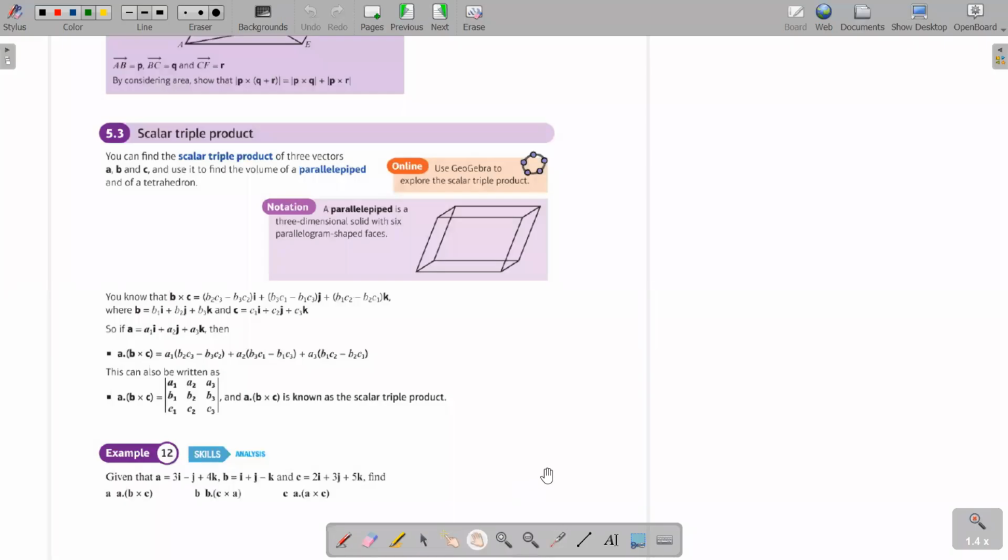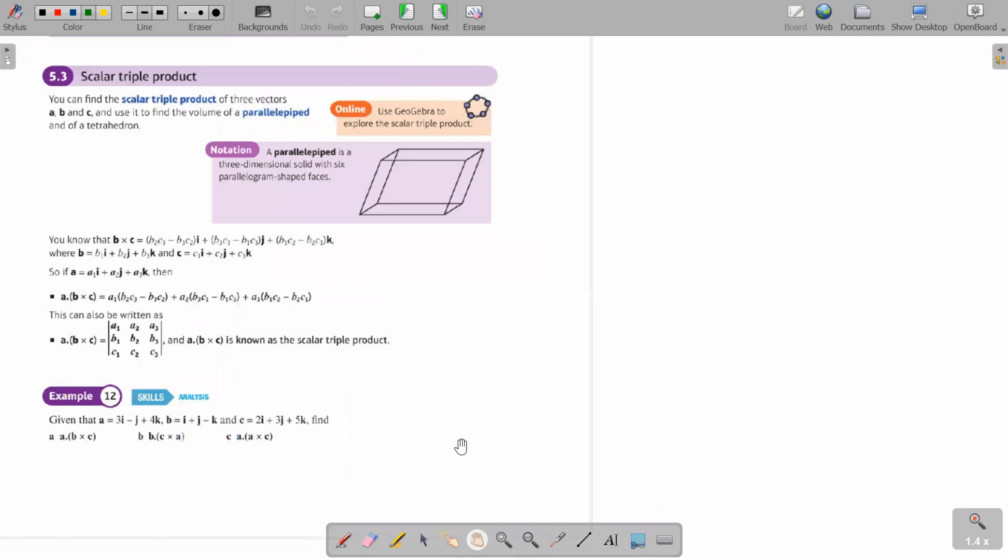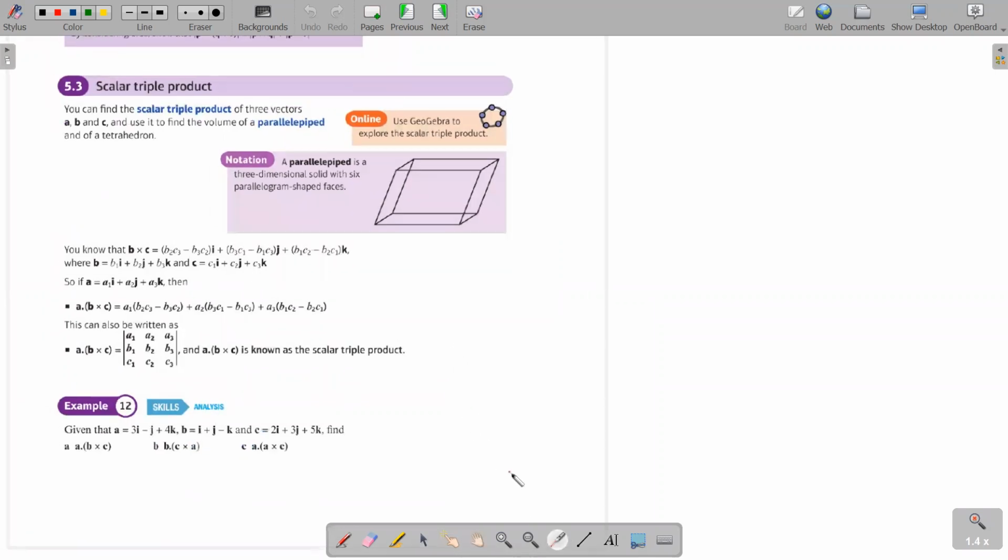Okay, so now we move on to the next part of our vector lesson. We are going to learn about the scalar triple product. Let's see what the scalar triple product is. The word itself says triple product, which means now instead of working with two vectors, you'll be working with three vectors. And the scalar triple product has a very specific use.